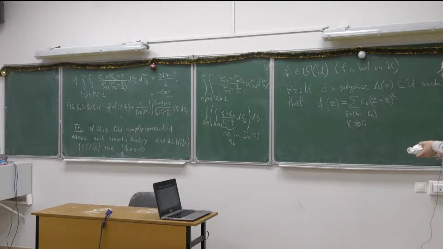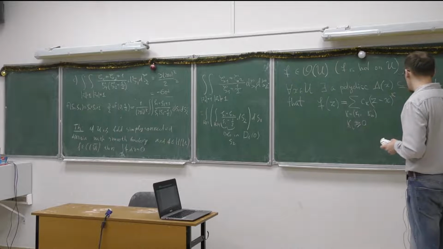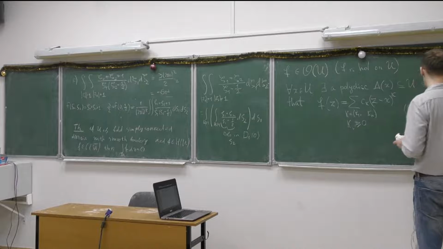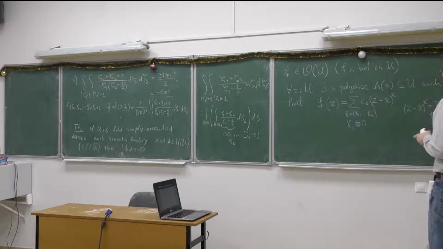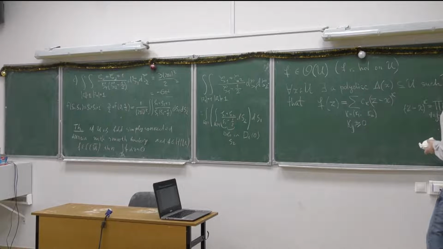Let us write down what a multi-index power means. (z minus x) to the power k means (z1 minus x1) to the power k1, and so on. So it's a product over j of (z_j minus x_j) to the power k_j. In complex series, it is much better to avoid using the index i, so we use j.